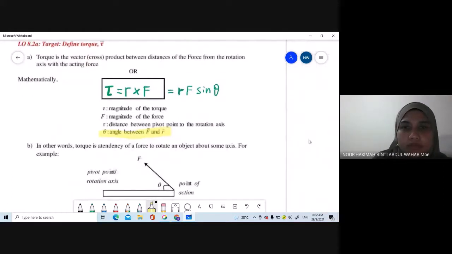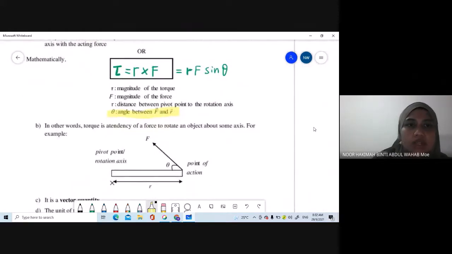Okay. In other words, torque is a tendency of a force to rotate an object about some axis. Okay, ni yang saya explain tadi lah. Torque is a tendency of a force to rotate an object about some axis.